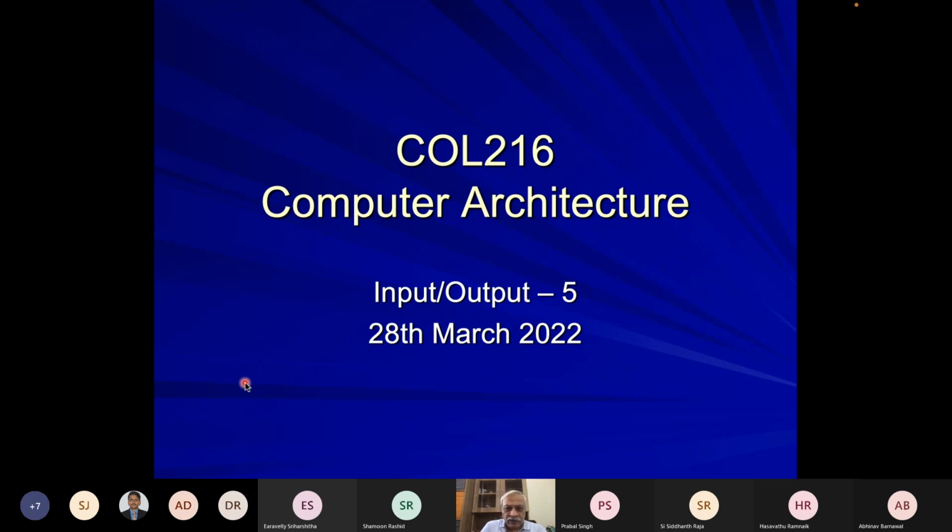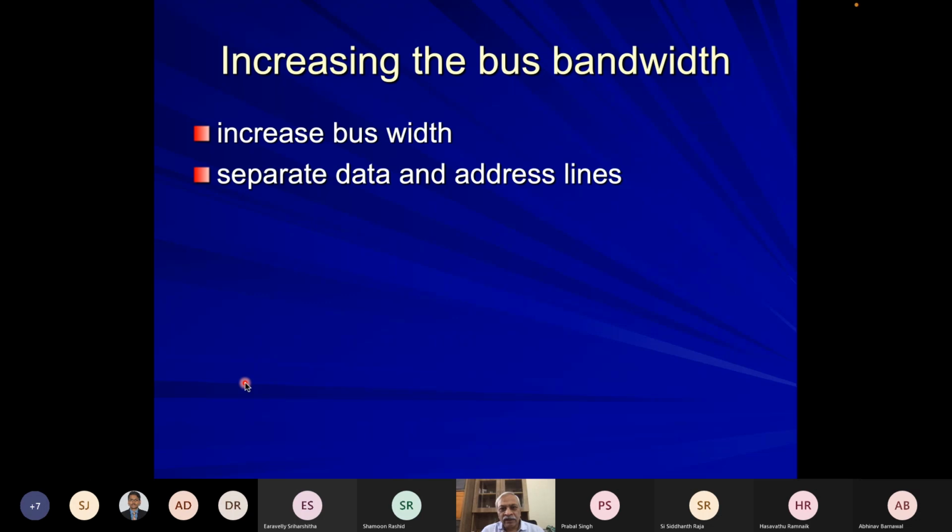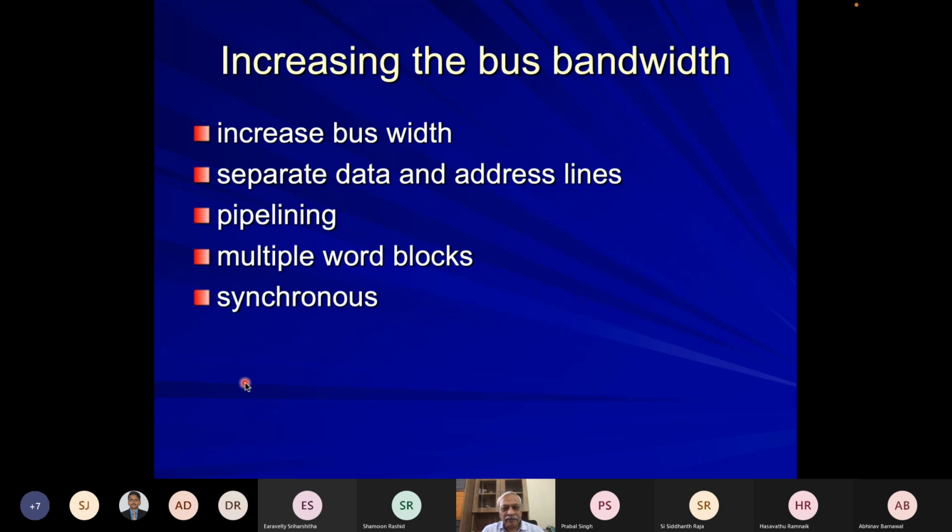So this is in continuation with our discussion on input-output subsystems. We were talking about I/O buses and various ways in which bandwidth or the throughput could be increased. So one is increasing the bus width, the number of wires, having separate wires for data and address, pipelining, as we saw in case of AHB light bus, transferring multiple words in a burst.